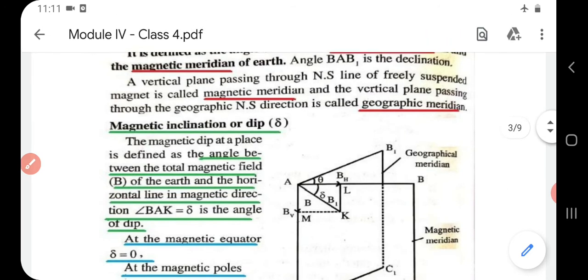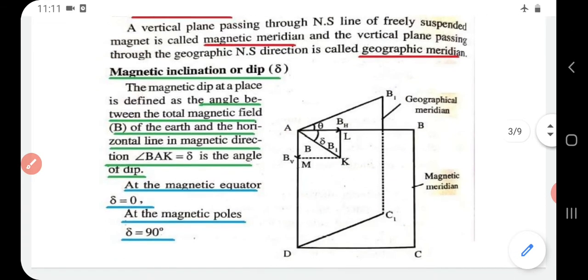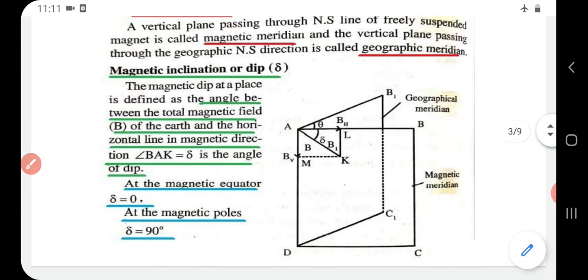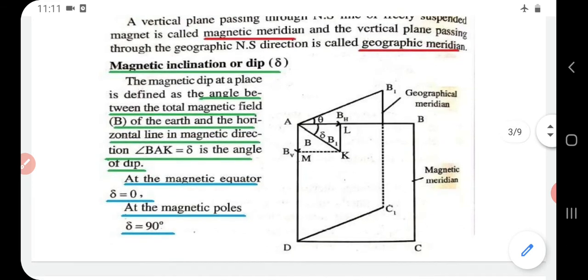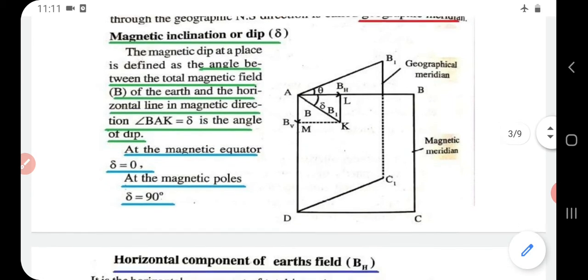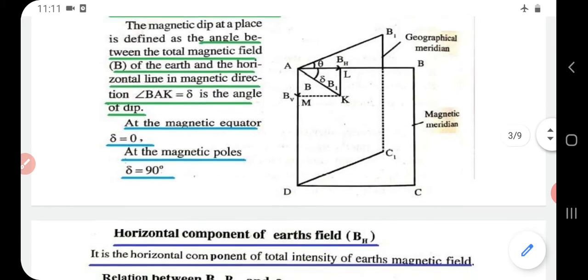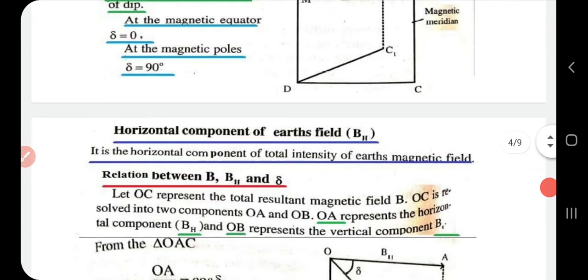So in this particular figure, angle BAB1 denotes magnetic declination theta. You will have to study this definition, as well as define it with the help of this diagram. Next is magnetic inclination or dip. It is represented by delta, by angle BAK in this diagram. It is nothing but the angle between the total magnetic field B of Earth and the horizontal line in the magnetic direction. At the equator, delta is 0, whereas at the magnetic poles, delta is 90 degrees. So delta is maximum at the poles and minimum or 0 at the equator.